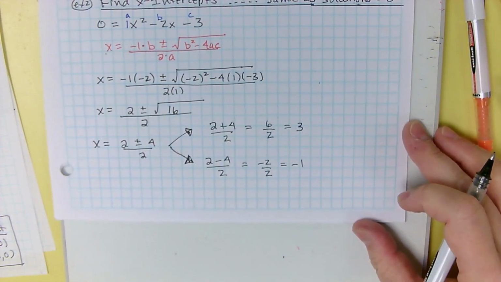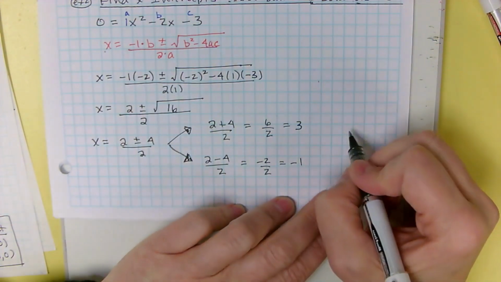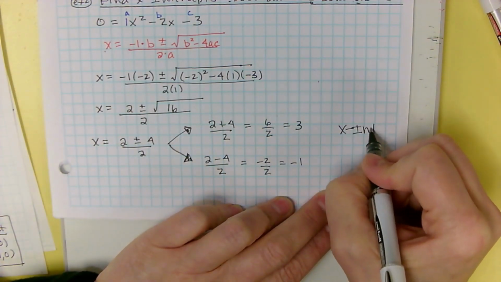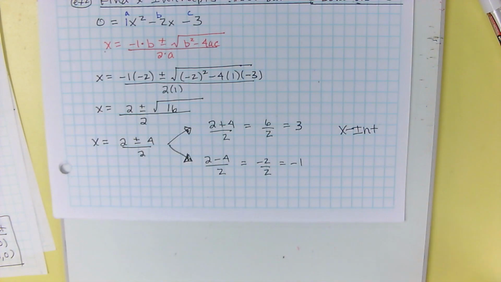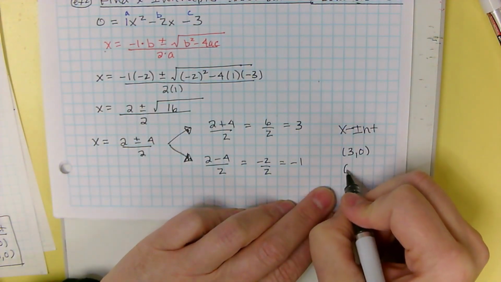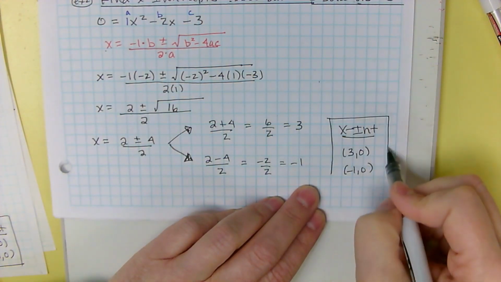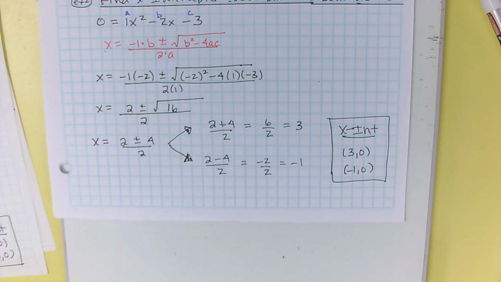Here's the only difference between solving and finding the intercepts: when you find the x-intercepts, you're going to list them as intercepts. So it's going to be (3, 0) and (-1, 0). Those are your x-intercepts. Are there any questions?